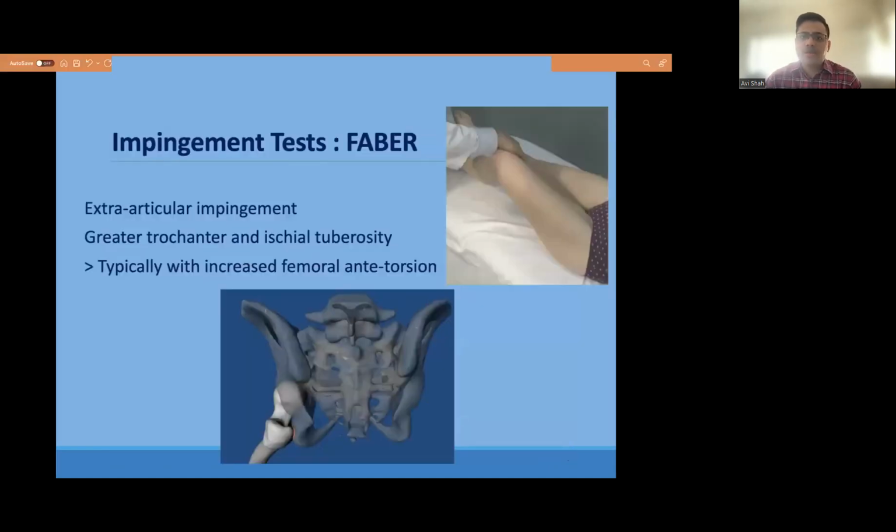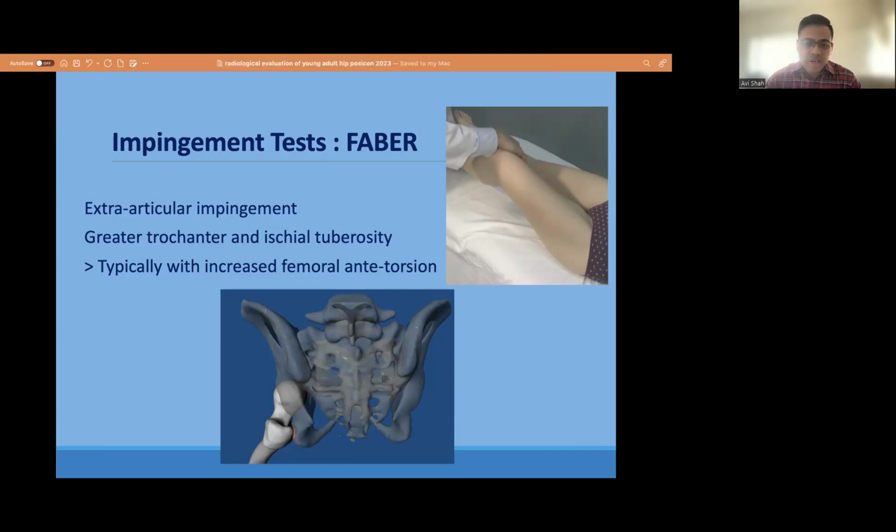The next impingement test is the FABER test, which is the flexion, abduction, external rotation test. This test is also used for examining the SI joint, which is also an important pain generator near this region. So usually when you flex, abduct, and gently externally rotate, if you get a bony endpoint or feel, usually this denotes an extra-articular impingement of the greater trochanter to the ischial tuberosity, and is typically seen in patients who have excessive femoral anteversion.